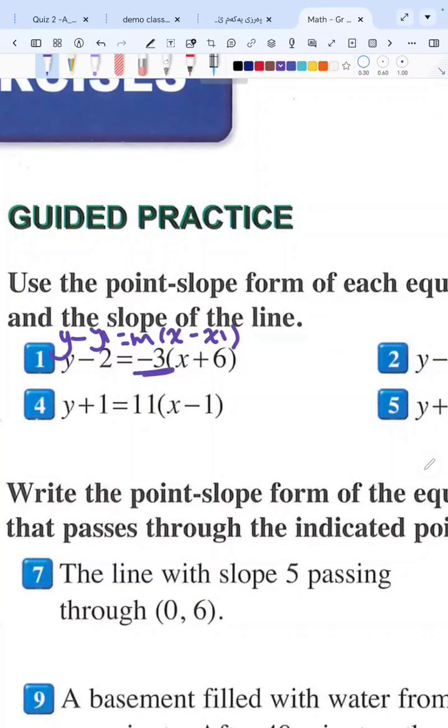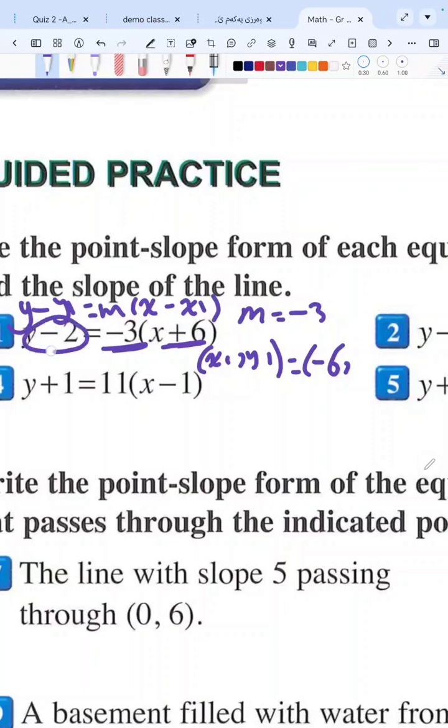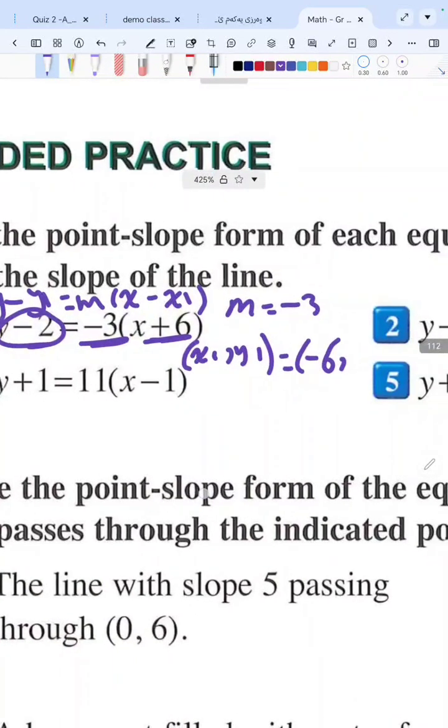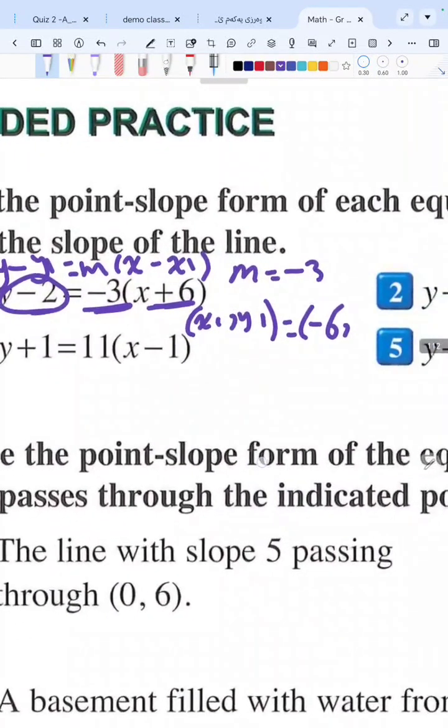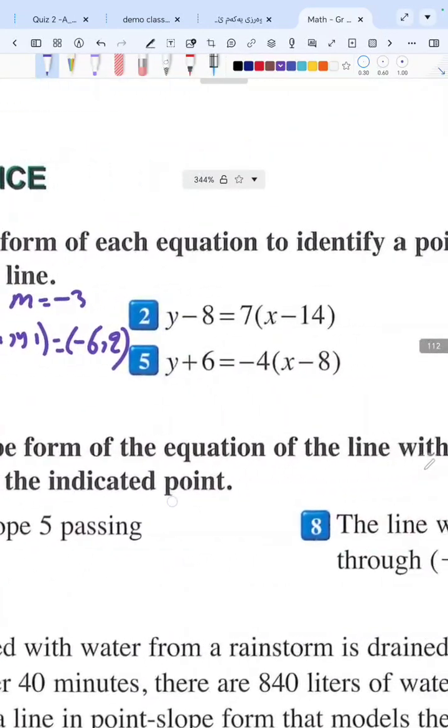m equals what? m is the same, negative 3. But for x1, y1, you have to write the opposite sign. Here x1 is positive 6, so it will be negative 6. And this one is 2. Since we have a negative in the rule, we're going to change it to positive. It will be negative 6 and 2.